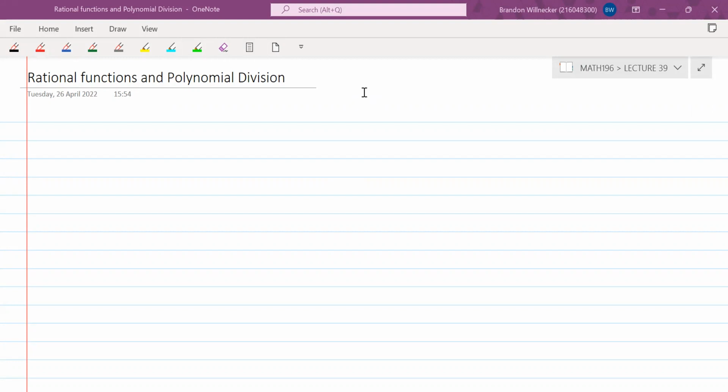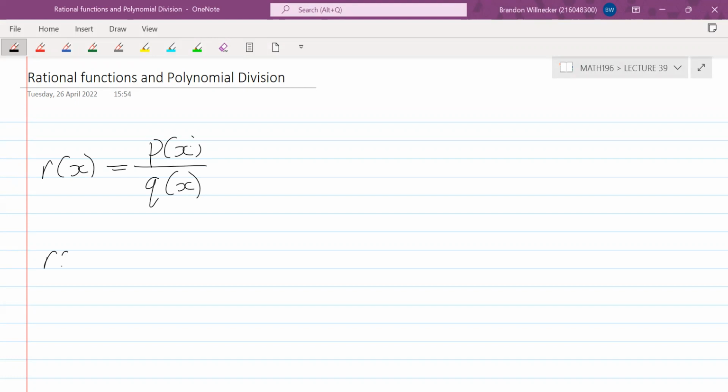Yeah, so today we're going to be looking at rational functions and polynomial division. Just a few things we need to know before we get into the idea of partial fractions and partial fraction decomposition. So let's start off with the idea of a rational function. A rational function r of x is equal to some polynomial p of x divided by some polynomial q of x. Okay, so this is what we call a rational function.